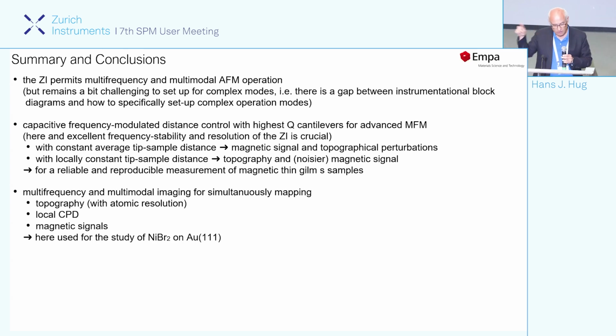We can also do local constant height scanning with somewhat more challenges concerning the low signals. But it is very reliable and reproducible, permitting a lot of different measurements on the same sample, or on one sample in different magnetic fields. And that's what you need to do if you want to do magnetism. Now, the multi-frequency and multimodal imaging for simultaneous mapping of the topography, local CPD and magnetic signal using soft cantilevers, to get the sensitivity, but at the same time to get the atoms. I think that's probably the future of simple AFM.